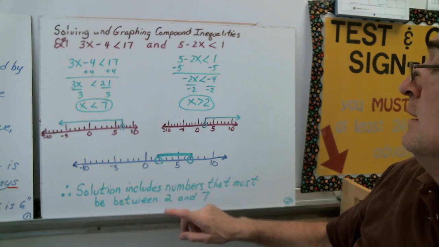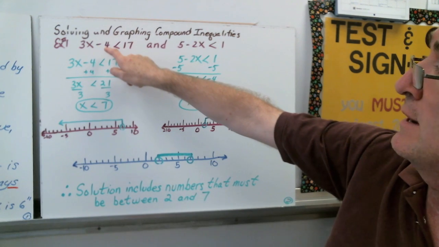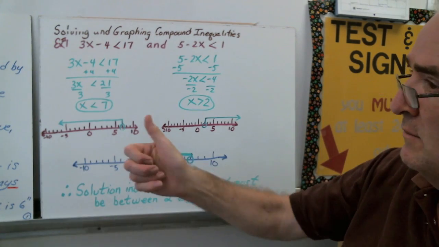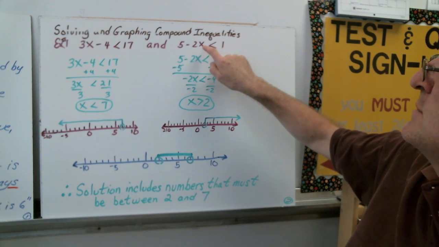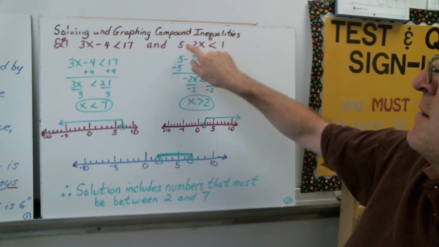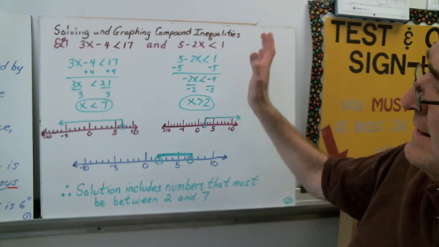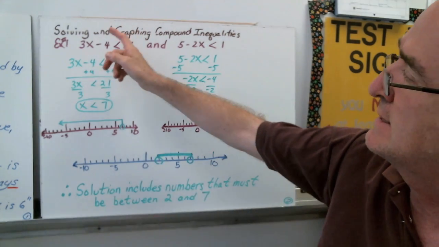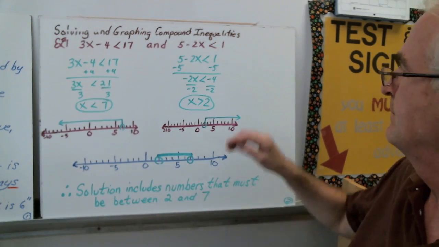If you put 4 in here, 3 times 4 is 12. 12 minus 4 is 8. 8 is less than 17. That works. If we put a 4 in here, that is 2 times 4 is 8. 5 minus 8 is a negative 3. Negative 3 is less than 1. That solves it. So these are the only numbers that would satisfy this compound inequality. Let's move on.